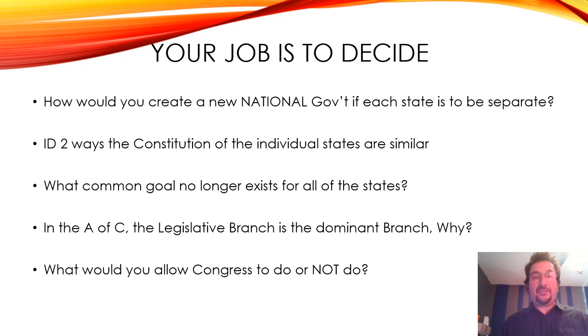Number 4, in the Articles of Confederation, the legislative branch is the most dominant branch. Why is that? And our 5th question: what would you, yes, you, allow Congress to do or possibly not do? Jot down 3 areas that you would want them to do or not do. Think about those things, put it on pause, and all that jazz. Cool.